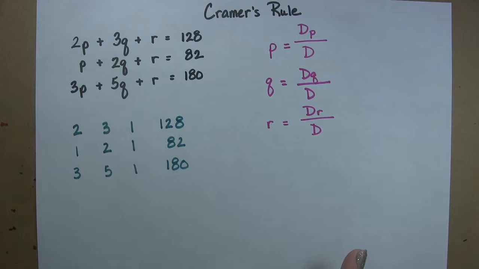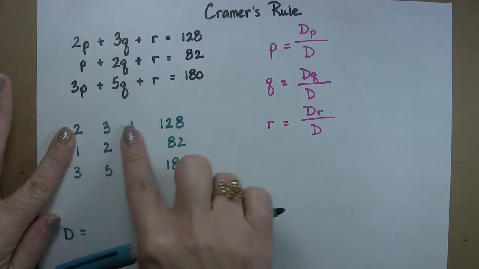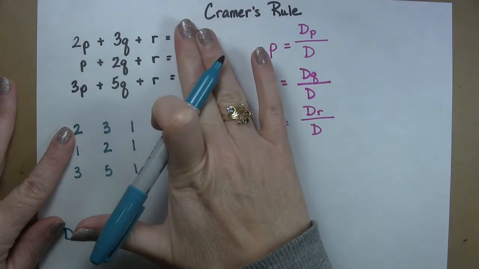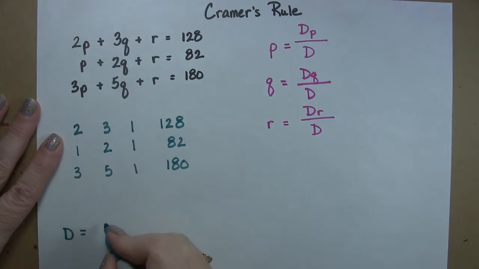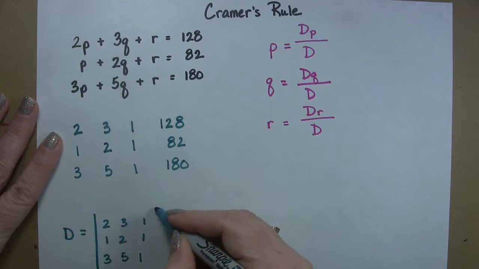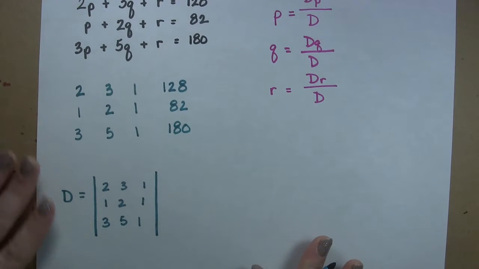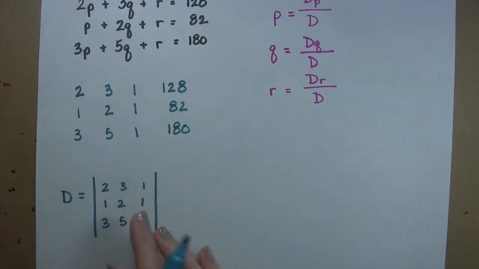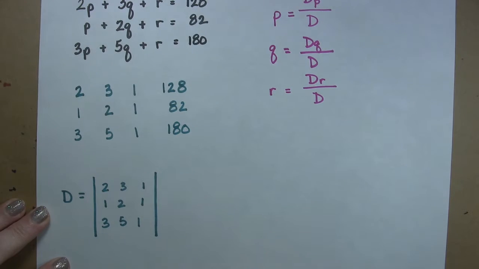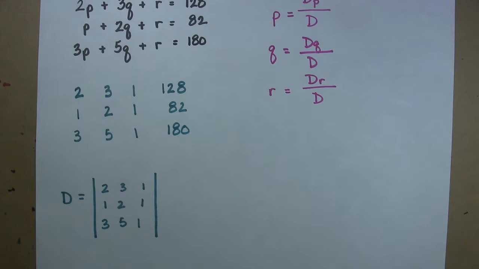All right, so now the first thing that I'm going to teach you is how to calculate D. So D is these numbers here. Not these, because these came from the other side of the equal sign. Not those, but these are in D. And so you would write it like this. You would write 2, 3, 1, 1, 2, 1, 3, 5, 1, and then you would put these humongous lines around the whole thing. This is called the determinant of D. D is for determinant. So this is the determinant of that system. All right, excellent. So far, so good.